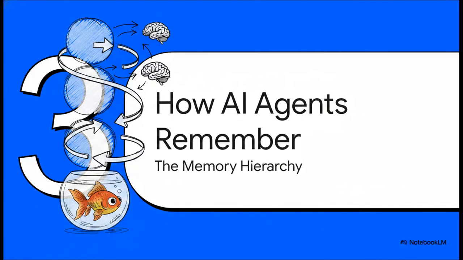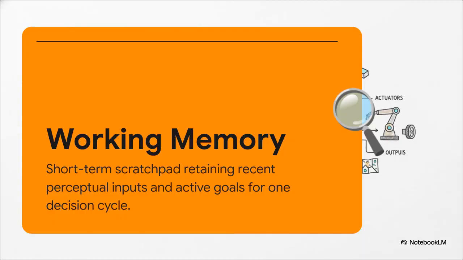Section 3. How AI agents remember. Diving into the memory hierarchy. You see, without memory, an agent is essentially a goldfish, right? It's forced to restart every single task completely from scratch. But with working memory, which actually functions a lot like our own human short-term awareness, the agent gets a temporary scratch pad. It can hold on to recent conversation history, current tool results, and active subgoals just long enough to complete whatever immediate task is in front of it. But once that task is done, the scratch pad gets wiped clean.